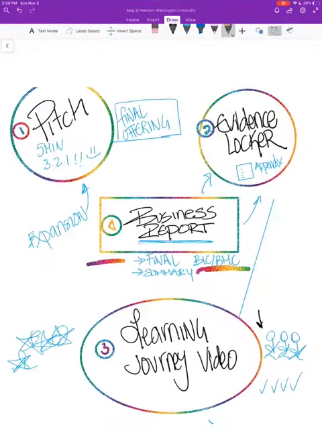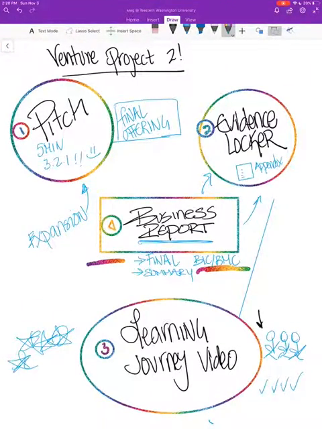So again, going back to this, Venture Project 2 is a set of 4 different portions. We have the pitch, we have our evidence locker, we have our learning journey video, and we have our business report.